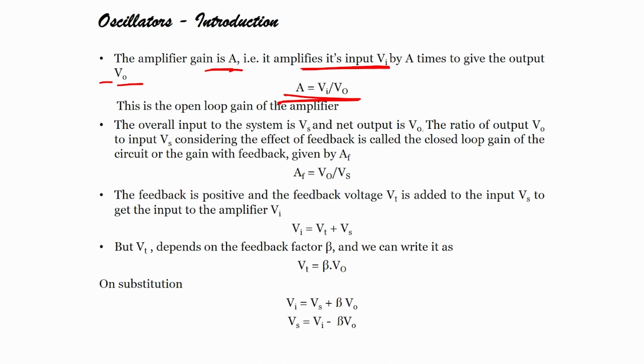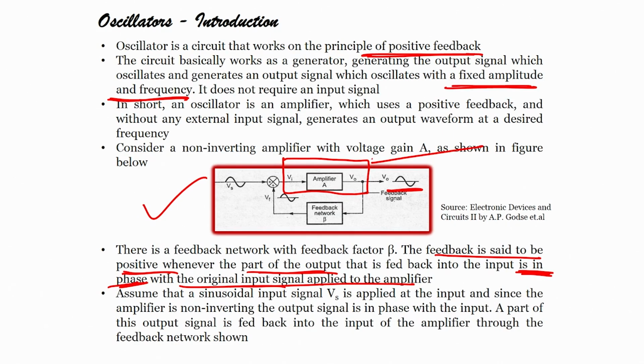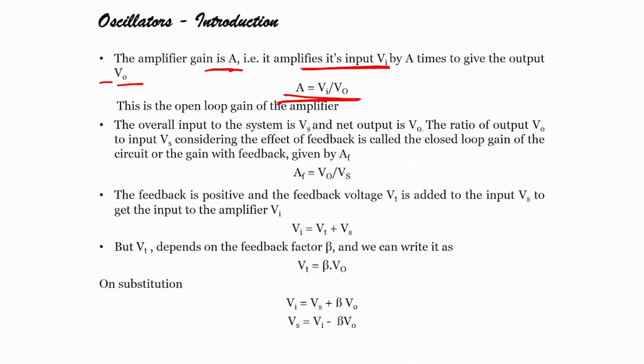This is the open loop gain, because if I just consider this rectangle in which my circuit is there, then there is no feedback, and that is why it is an open loop gain. So, the amplifier gain is A, which amplifies the input signal Vi by A times to give the output signal Vo, or we can write A equals Vo by Vi. This is the open loop gain of the amplifier. The overall input of the system is Vs and the net output is Vo.